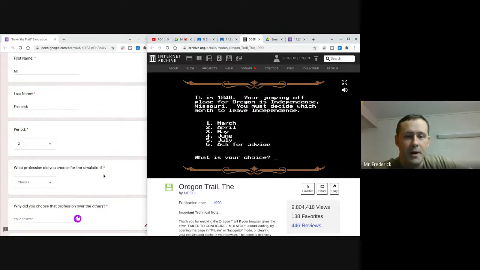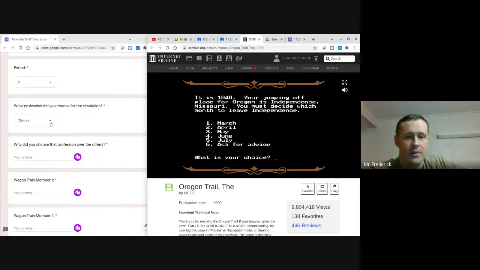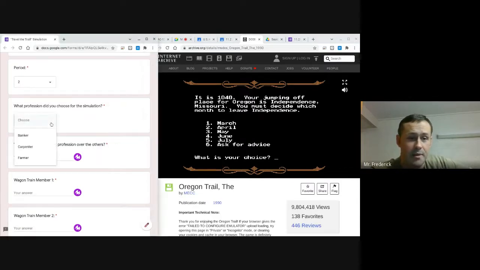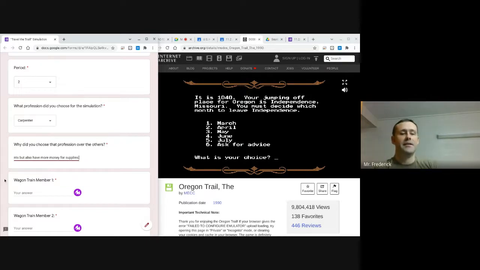Well, while I'm thinking about that, let's go over here to my form and make sure I'm staying caught up. I decided to be a carpenter, and I decided to choose the middle difficulty to get more points, but also have more money for supplies. And that's my reasoning. And then I'm putting my wagon train member names over here.